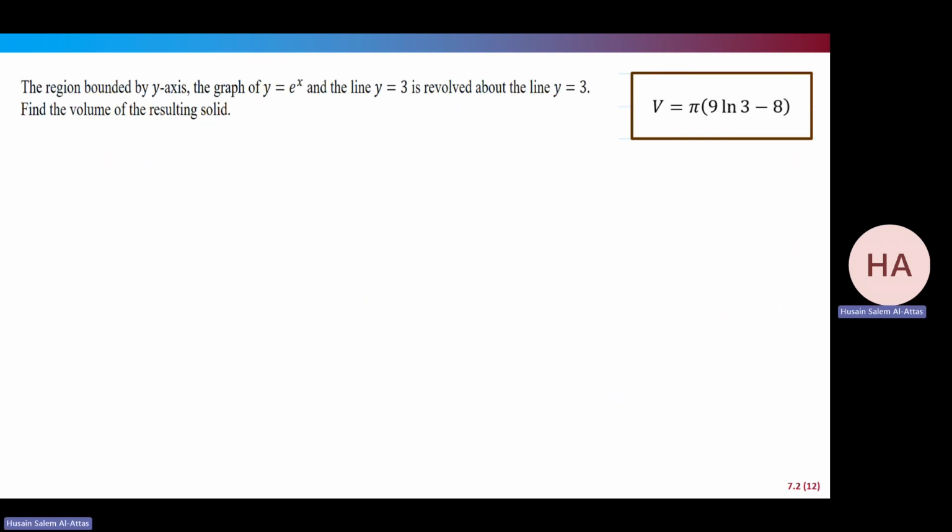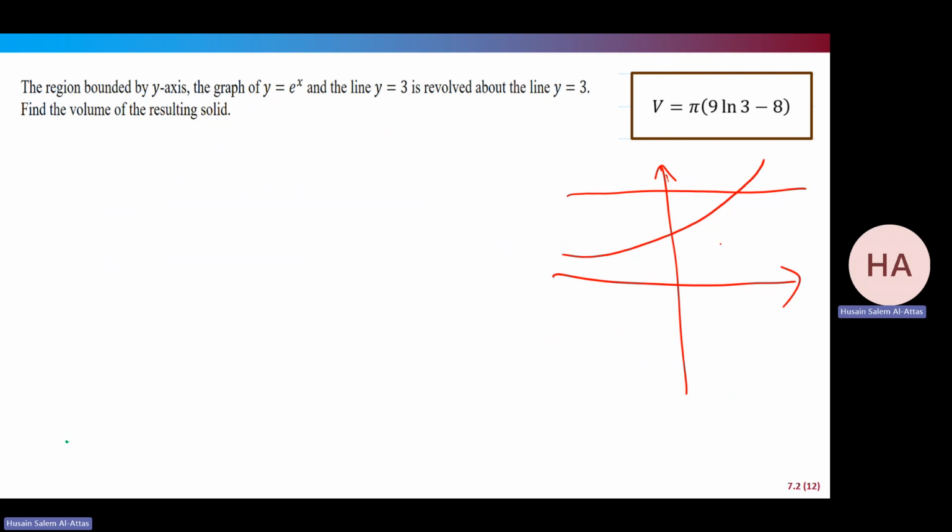The region is bounded by y equals e to the power x, which is this one, and y equals 3. This is y equals 3, and this is e to the power x. They want to do the revolution about y equals 3. This is my axis of revolution.